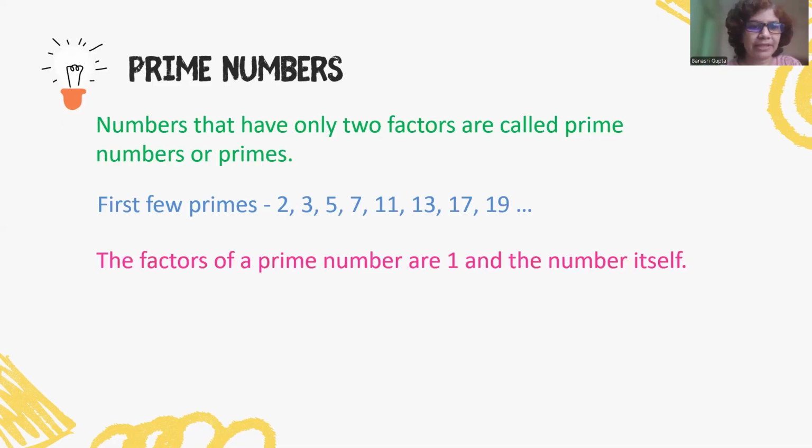So the factors of a prime number are 1 and the number itself. Every number has two factors that we know. First one is 1, which is a factor of all numbers, and the number itself is also a factor. So these are special numbers which don't have any other factors other than 1 and the number itself.